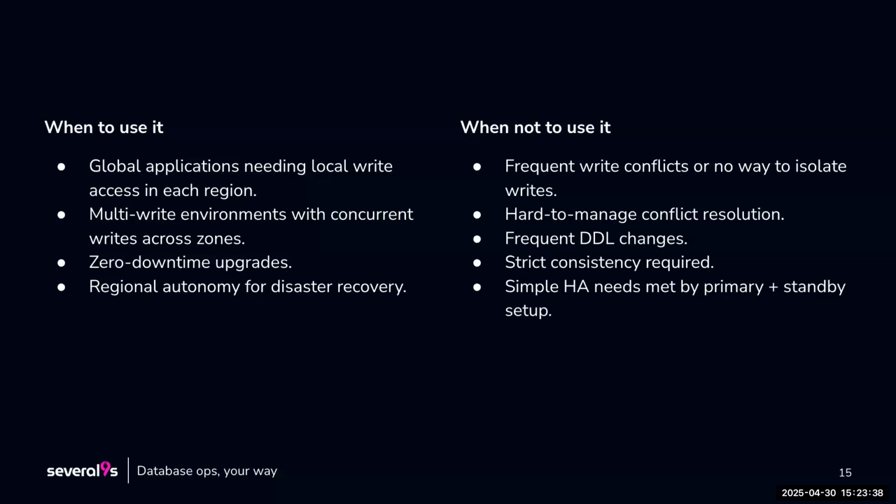Also, if you frequently run schema changes, in that case, you have to run them manually in all the nodes, in all the primary nodes. So it could be a time-consuming task. Also, when your application can't tolerate replication lag, if you need your system to be in sync all the time, you have logical replication here, so that could be a problem.